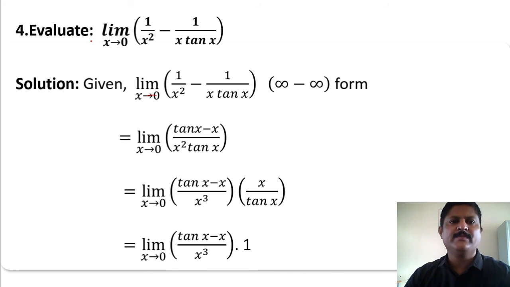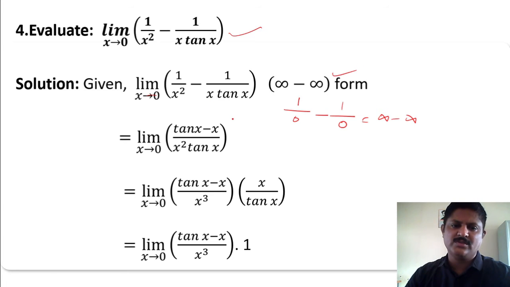Next, fourth problem. Evaluate limit of x tends to 0, 1 divided by x square minus 1 divided by x tan x. Put x equals to 0, 1 divided by x square is 1 divided by 0, minus 1 divided by x tan x, 1 divided by 0, which is infinity minus infinity form. First reduce this to 0 by 0 form, then apply L'Hospital's rule. Taking x square tan x as LCM, this problem becomes limit of x tends to 0, tan x minus x divided by x square tan x.